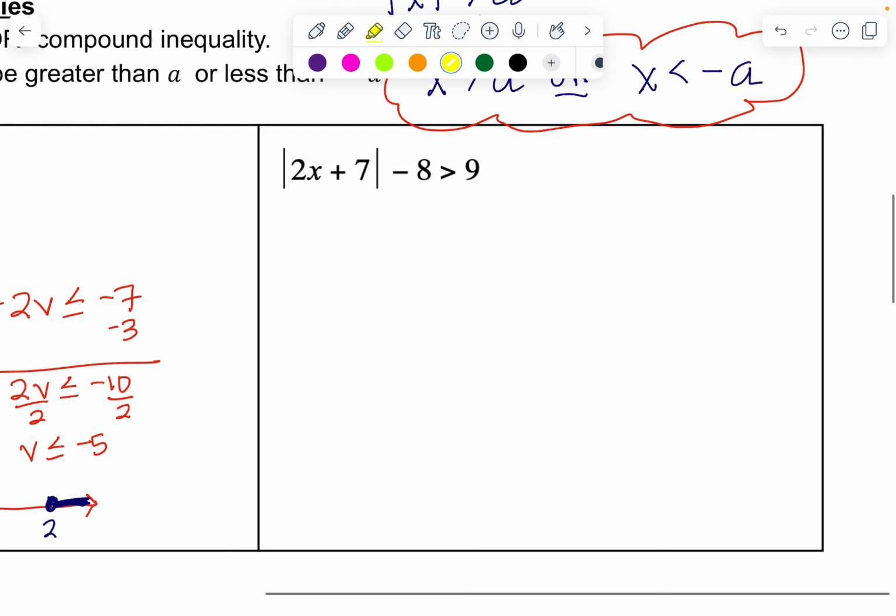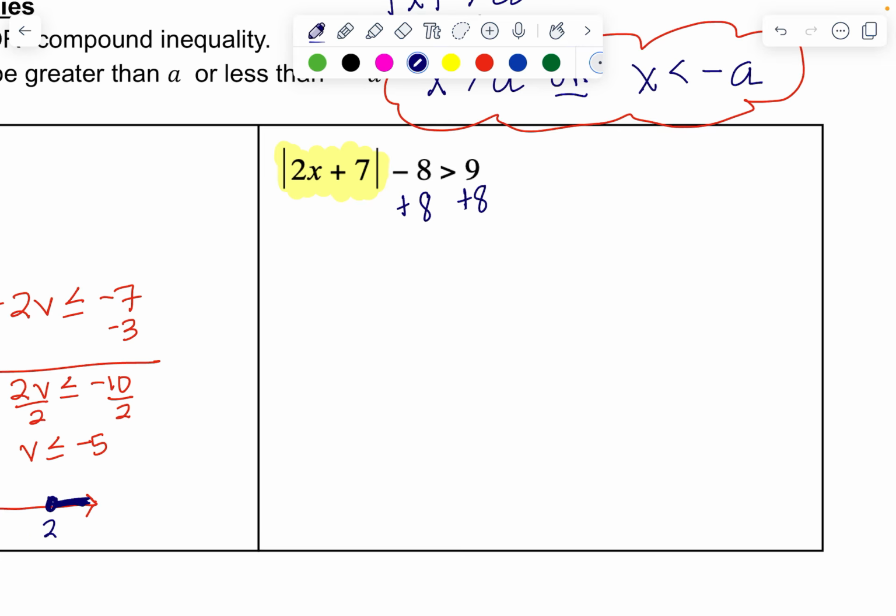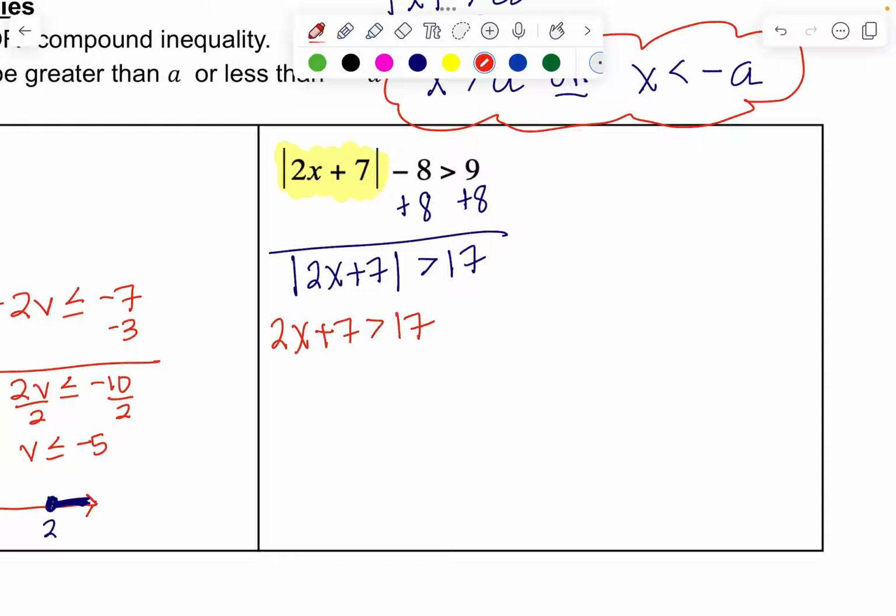Let's look at this one. Again, I need to isolate that part first. So I'm going to add 8. Absolute value of 2x plus 7 greater than 17. And now I can split it up into 2 separate inequalities. So 2x plus 7 greater than the positive value, and 2x plus 7 less than the negative value. So less than -17, and I'm going to solve these two separately.